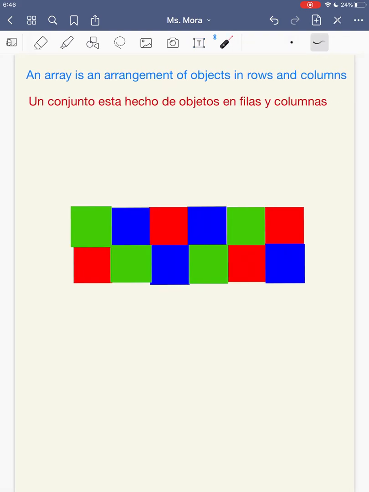So just as a review guys, an array is an arrangement of objects in rows and columns. Okay, so this whole thing is my array. And here are my rows that go across my array, and these are my columns that go up and down my array. And notice that there are no spaces in between the rows, okay? All the squares are right next to each other with no spaces in between them, okay? And there are no spaces in between the columns either.